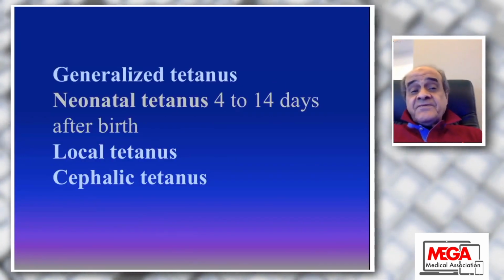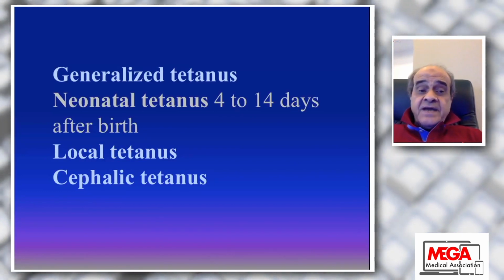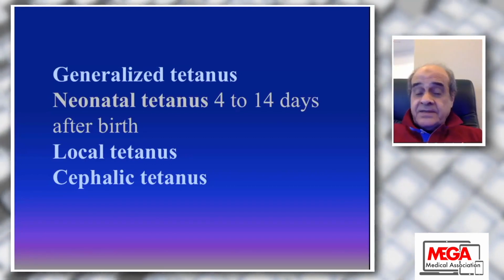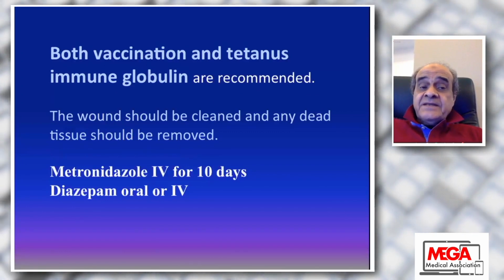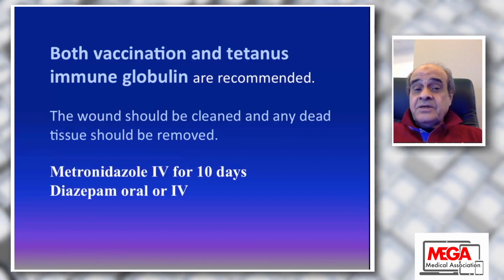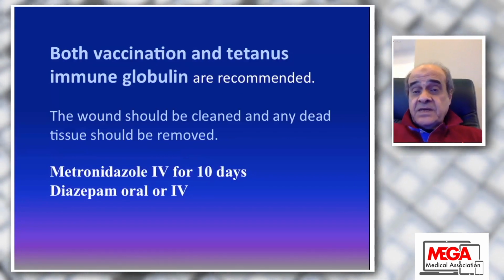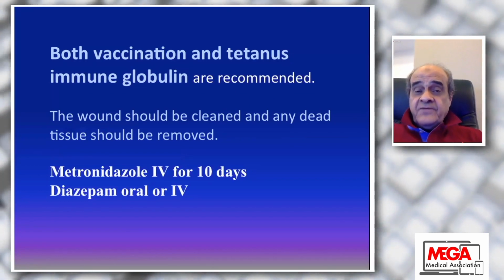Types of tetanus: there is generalized tetanus, neonatal tetanus 4 to 14 days after birth, local tetanus, and cephalic tetanus. Both vaccination and tetanus immunoglobulin are recommended and are the only treatment for such patients, in addition to the supportive management. As I said, the patient needs supportive management for everything.